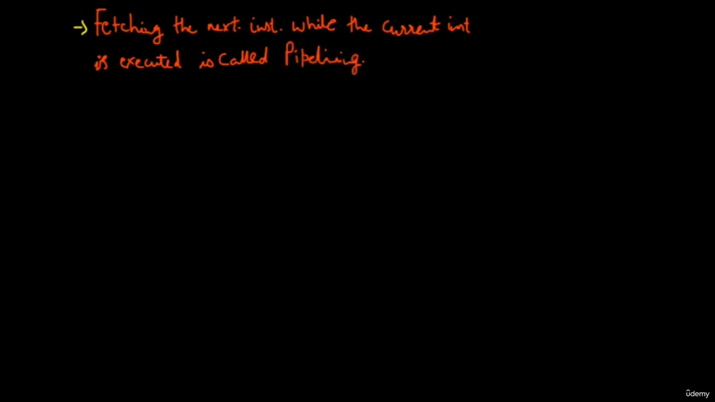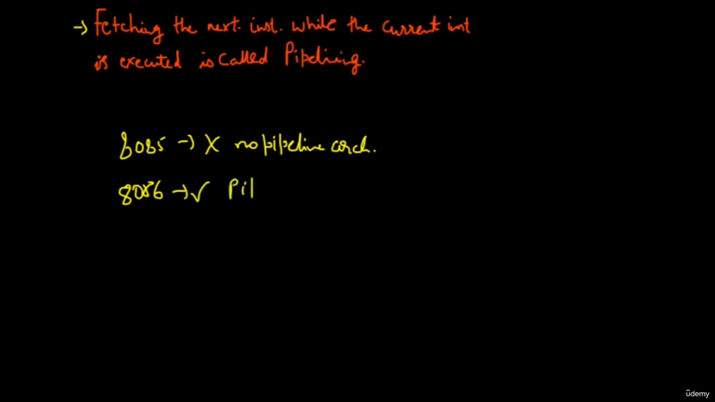Let me also tell you that the 8085 does not support pipelining. It has no pipeline architecture. But surely our 8086 supports the pipeline, and it has a pipeline structure. So what does a pipeline actually do? Pipeline means you can have more than one instruction at a time.